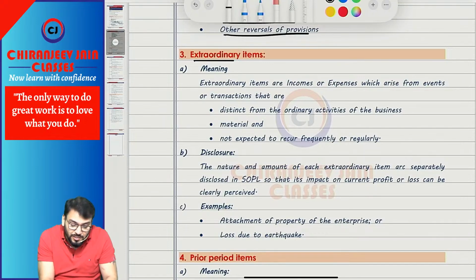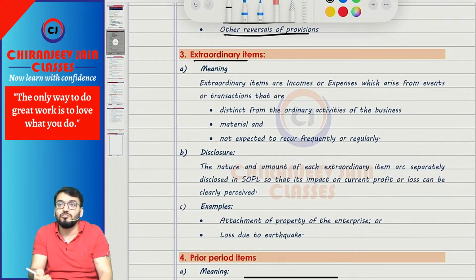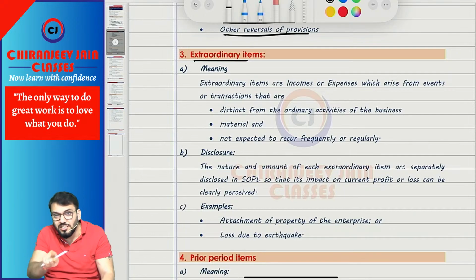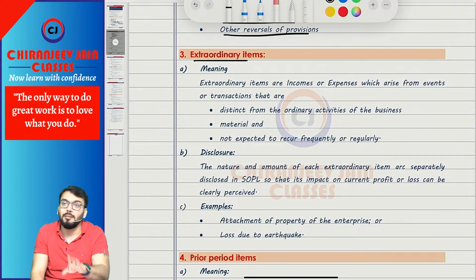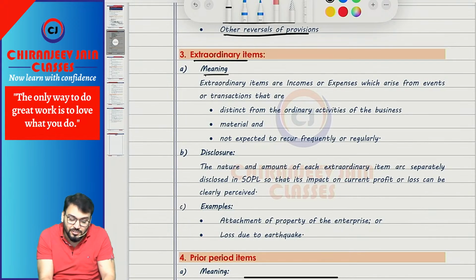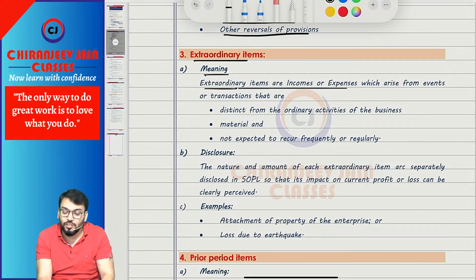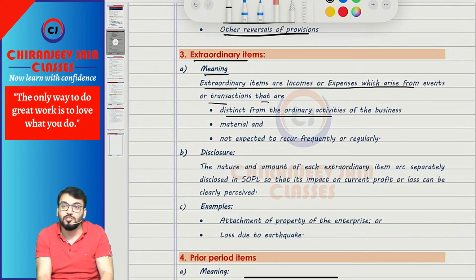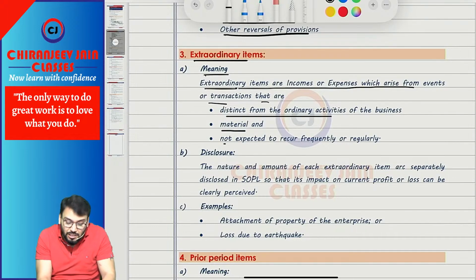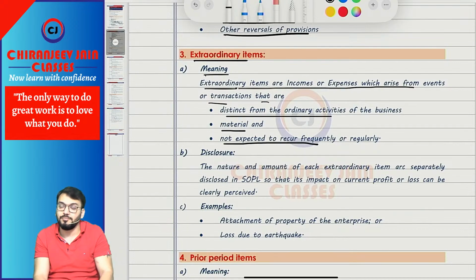Now what do you mean by extraordinary item? So extraordinary items are those items which are not ordinary items, which are material, not immaterial, and which are not expected to occur frequently. Correct? If these three conditions are satisfied, then any activity will become an extraordinary activity. So extraordinary items are the items of income and expense which arise from events or transactions that are distinct from the ordinary activities of the business, which are not related to business, which are material, and which are not expected to occur frequently.